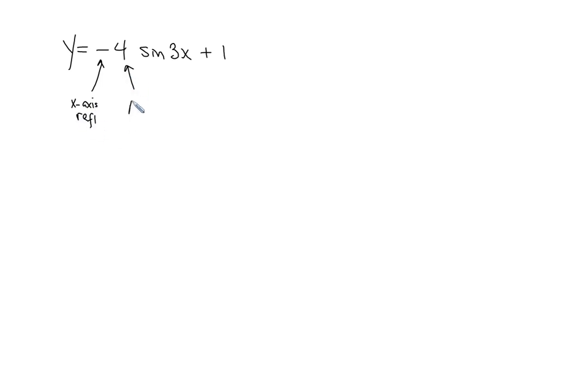The 4 means that our amplitude is now going to be 4. The 3 means that our new period is now going to be 2 pi divided by our b number, which is 2 pi over 3. And then the plus 1 means we're going to move up 1 unit. These are our 4 transformations on this particular example.